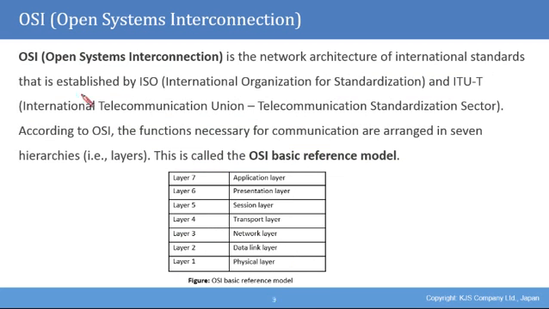So to answer this question, we need to learn a bit more about the Open System Interconnection, or the OSI. The OSI is the network architecture of international standards that is established by ISO, the International Organization for Standardization, and also the ITU-T, the International Telecommunication Union Telecommunication Standardization Sector. According to OSI, the functions necessary for communication are arranged in 7 different hierarchies, or 7 layers. This is also called the OSI Basic Reference Model. We need to use this table to answer our question.